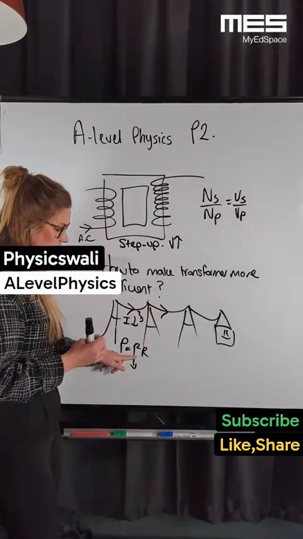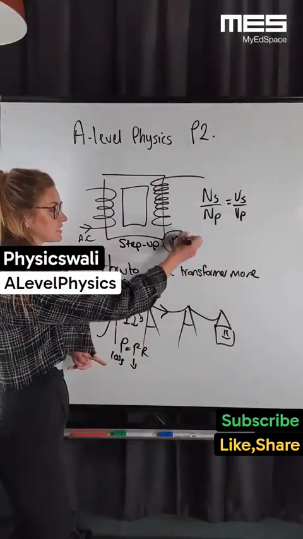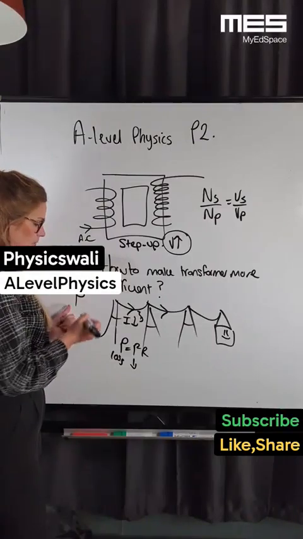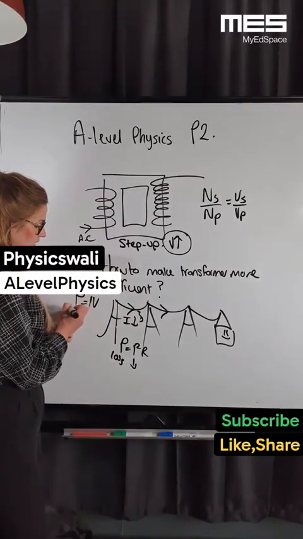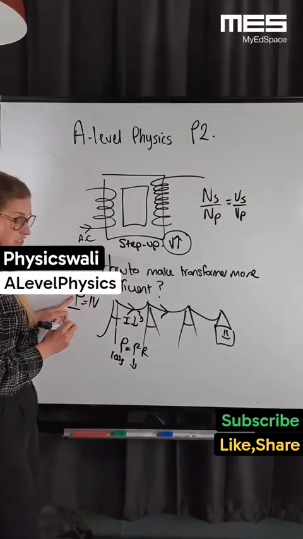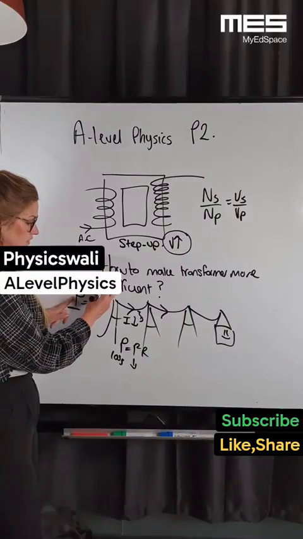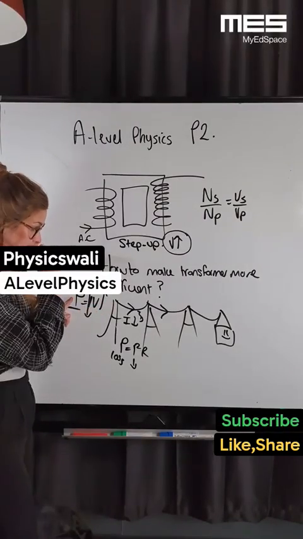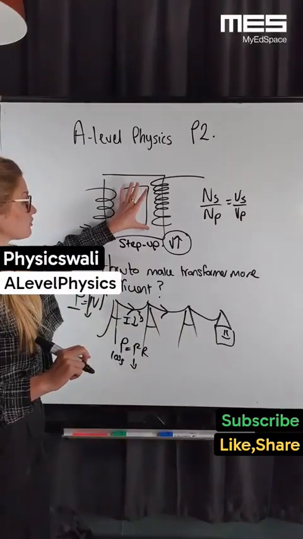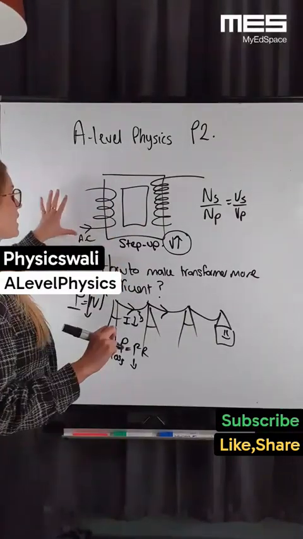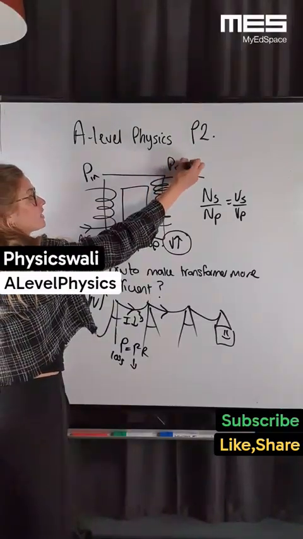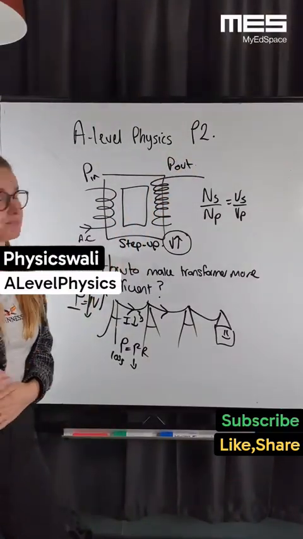So the way to get the current as low as possible is to make the potential difference as high as possible. Because the power station is going to output a certain amount of power, and P equals IV. So this power that the power station outputs is fixed. If I make the potential difference as high as possible, the current in my cables becomes as low as possible. So how do we make these transformers really efficient, so that all of the power that goes in comes out? How do we make it nearly 100% efficient?